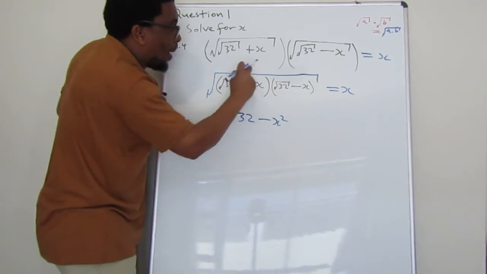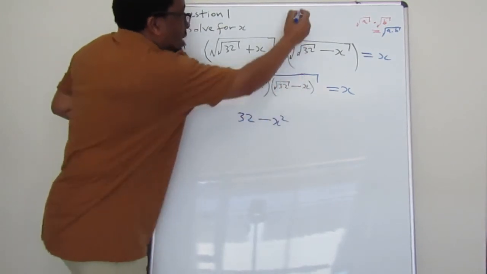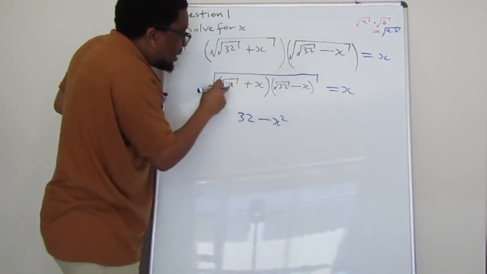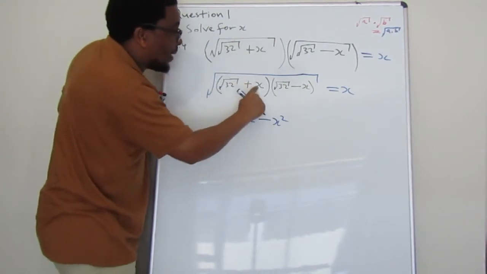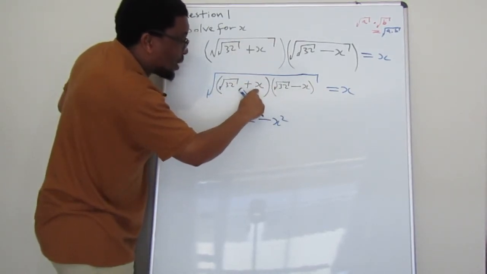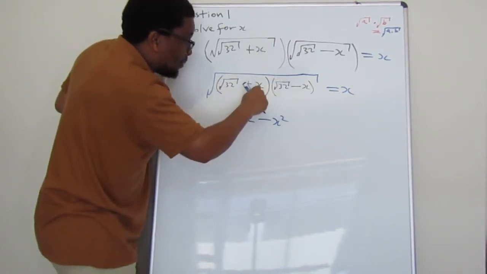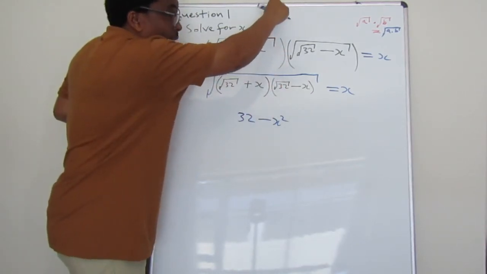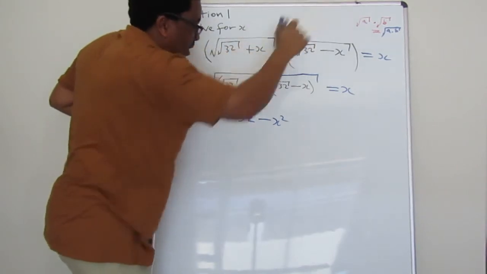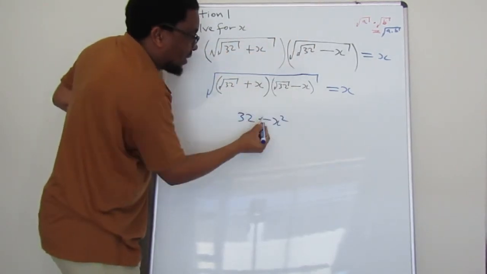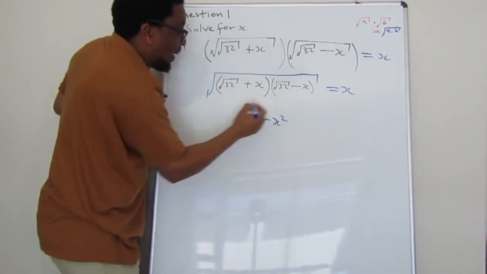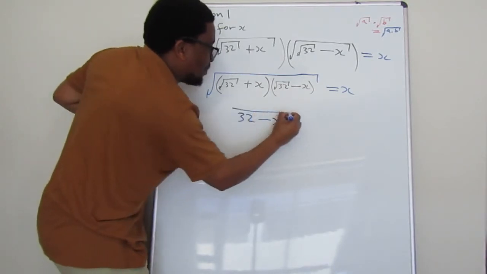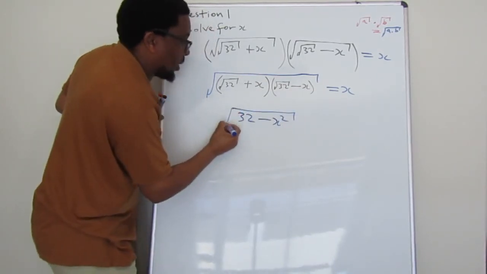Square root 32 multiplied by negative x, I'll get negative x times square root 32. Square root 32 times positive x, I'll get positive x square root 32. Positive x square root 32 and negative x square root 32 will give me a 0. Positive times negative, negative x times x gives negative x squared. But remember, there was that big square root sign. There we go.